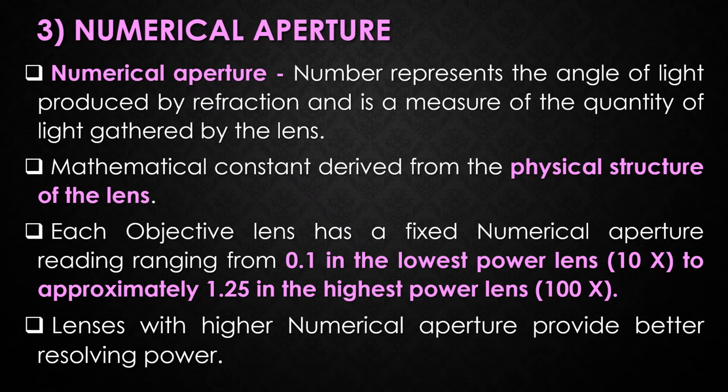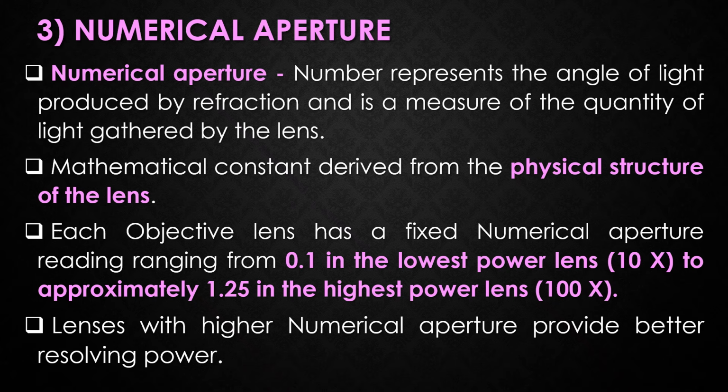The third parameter is numerical aperture. The numerical aperture is a number which represents the angle of light produced by refraction, and it is a measure of the quantity of light gathered by the lenses. It is a mathematical constant derived from the physical structure of the lens.